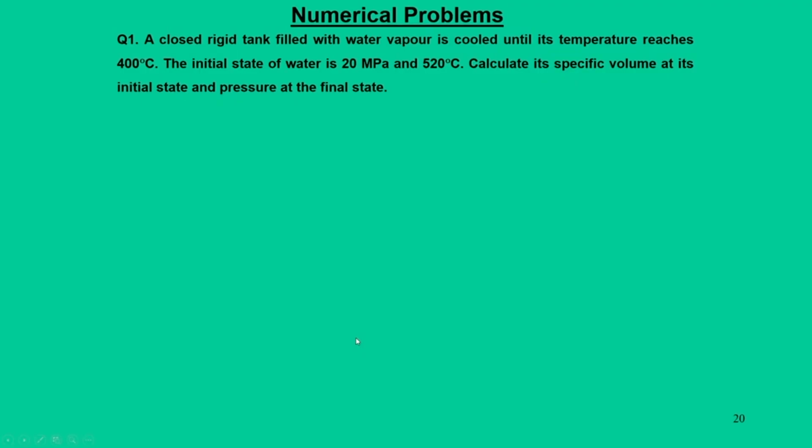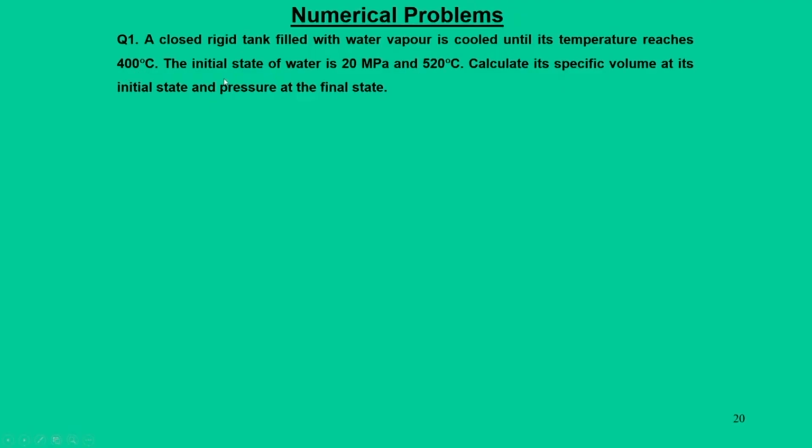Now we will try to solve one or two important problems based on our understanding of this lecture. The first problem: a rigid tank contains water vapor, and this water vapor is cooled until the temperature reaches 400 degrees centigrade. The initial state of water is given as 20 megapascal and 520 degrees centigrade. We need to calculate the specific volume at its initial state and the pressure at the final state.